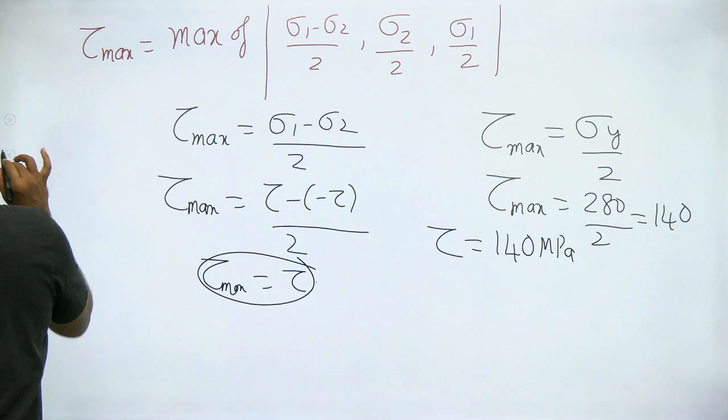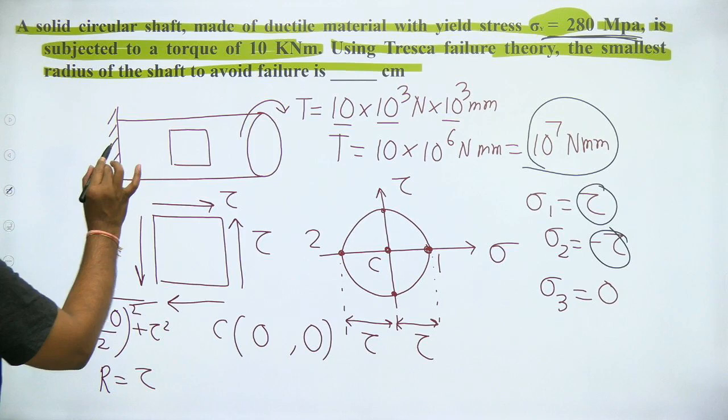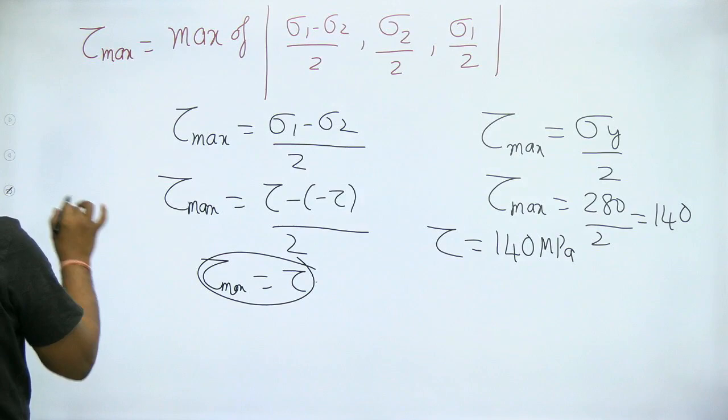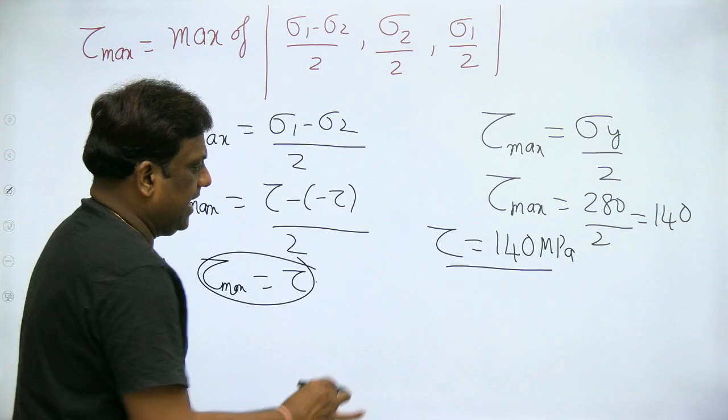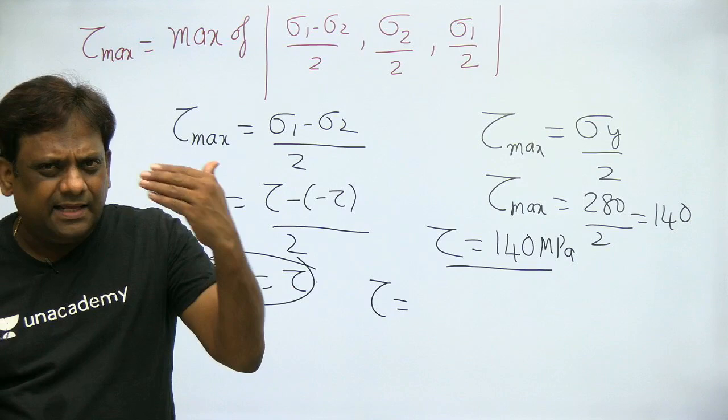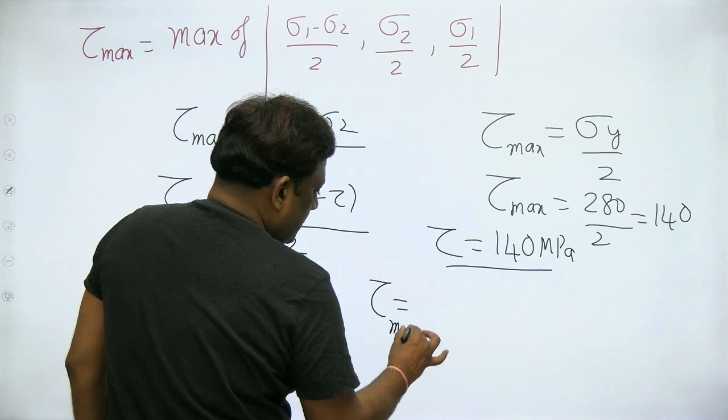And what is he asking in the problem? It is subjected to a torque of 10 into 10 power 7. He is asking for the radius. The torque is 10 power 7 and the shear stress is 140. You know that when a member is subjected to pure torsion, from our torsional theory, T by J is equal to tau by R. Tau max is given by 16T by pi D cube.